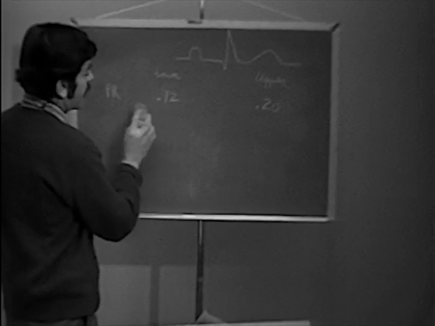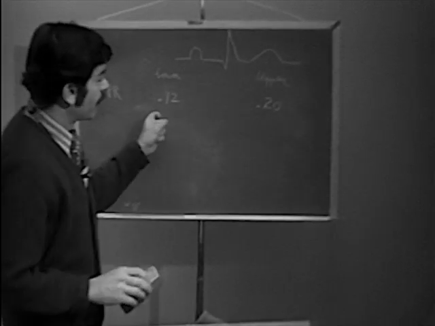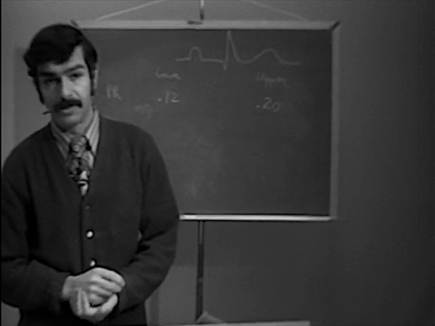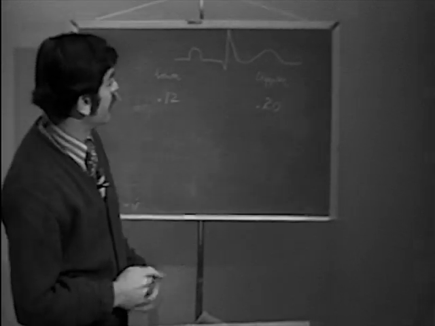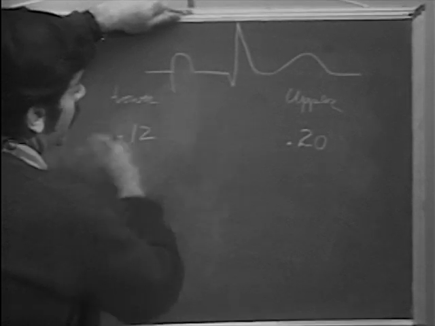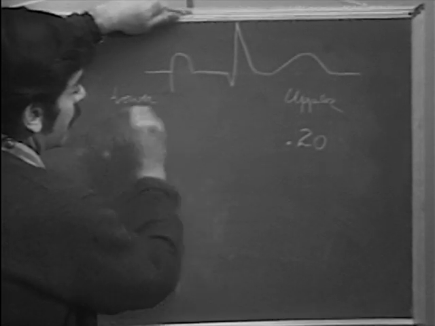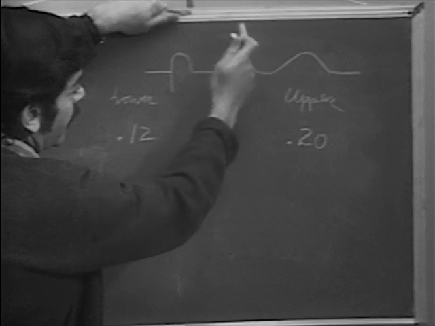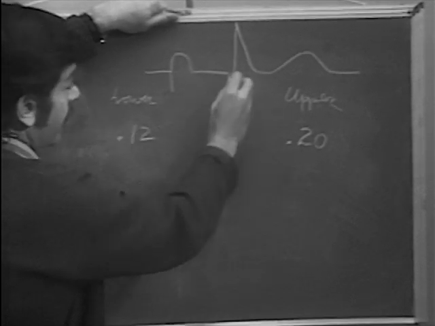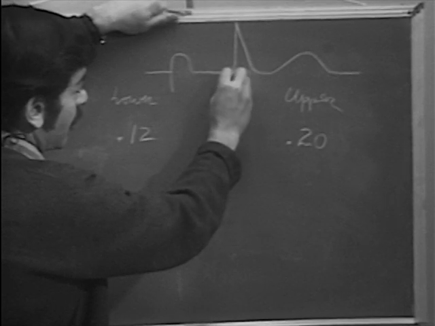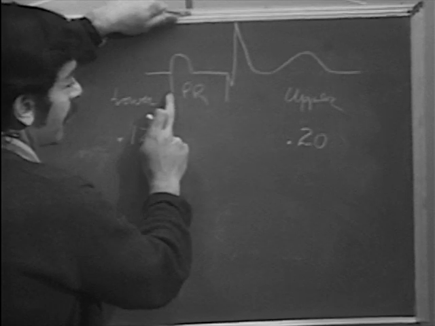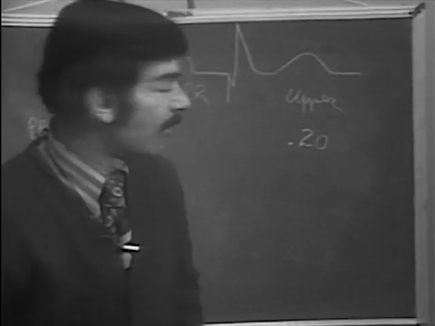All right, so the lower limit of normal for the PR is 0.12, and the upper limit is 0.20. So where does a PR interval go from on this electrocardiogram? Well, it goes from the beginning of the P wave. Does it go to the peak of the R wave? No, it doesn't. It goes to the beginning of the QRS complex. The PR interval is from the beginning of the P wave to the beginning of the QRS complex.